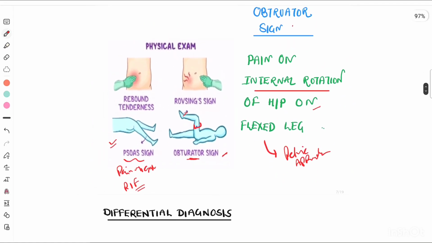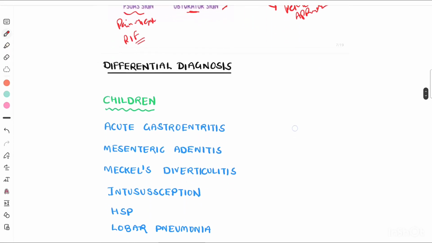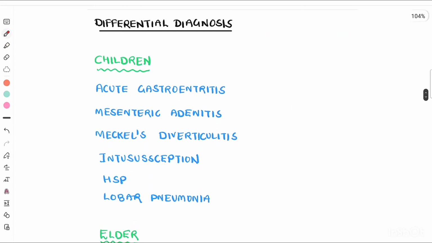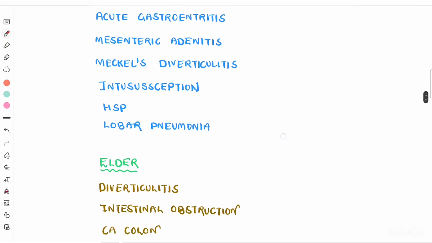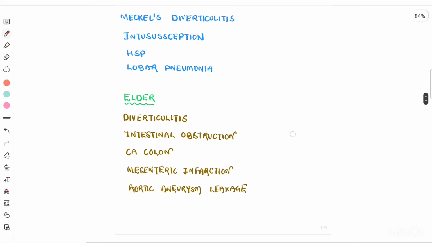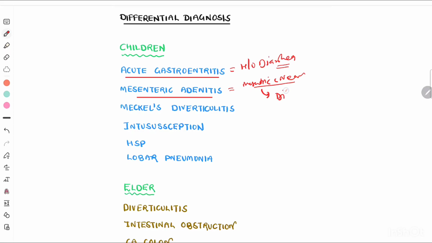So after discussing the signs of appendicitis, we are going to discuss the differential diagnosis of appendicitis. In differential diagnosis, there is division according to the age group, like children, elder, and adult, male and female. In children, there can be acute gastroenteritis, so there will be a history of diarrhea. And mesenteric adenitis means there is mesenteric lymph node enlargement, which is characterized by diffuse abdominal pain.